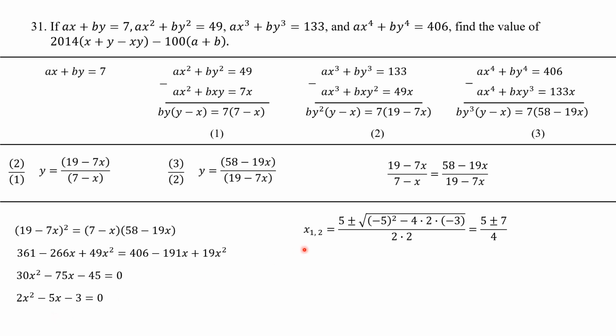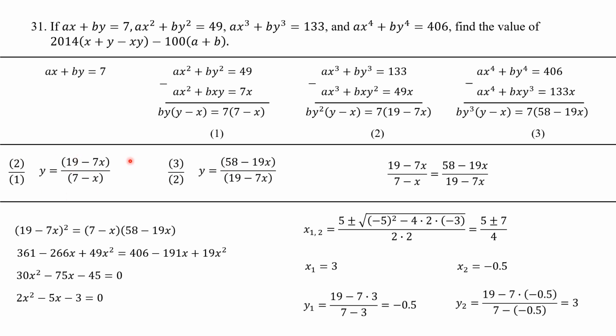So here x1,2 is going to be equal to 5 plus or minus root of minus 5 squared minus 4 times 2 times minus 3. And if you work that out, x1 equals 3 and x2 equals minus 0.5. Now, since I know x1 and x2, I can use either one of those equations to find y1 and y2. Okay, so let's just use this one because it's simpler.